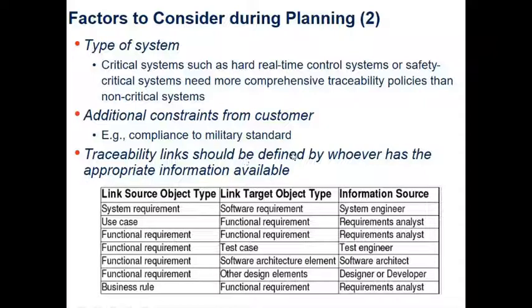Traceability links should be defined by whoever has the appropriate information available. So let's look at traceability links. So link source object type, for example, system requirement. Link target object type, the software requirement. And information source is the system engineer. Right, so these things need to be considered.